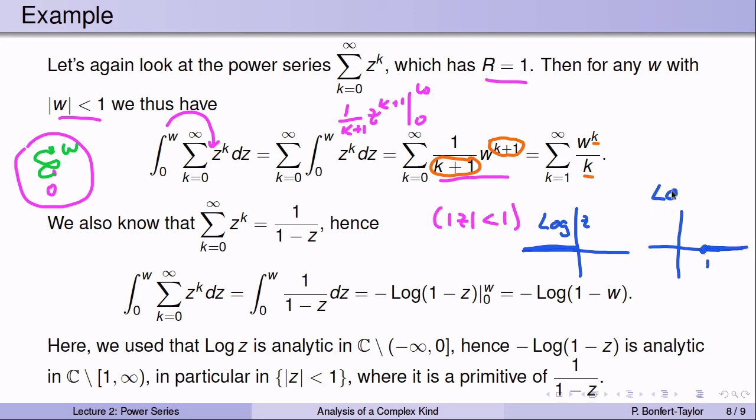So that's where log of 1 minus z is analytic, or also minus log of 1 minus z. That doesn't change that minus sign. And therefore, in particular, it's analytic in this disk of radius 1 centered at the origin. That's where we're interested in. That's where our path is located. That's why minus log of 1 minus z forms a primitive of 1 over 1 minus z in that disk.